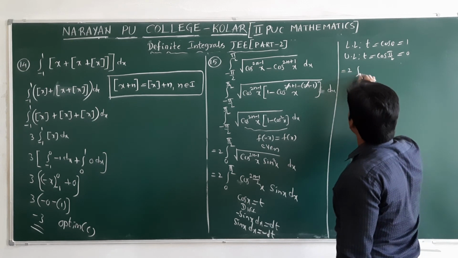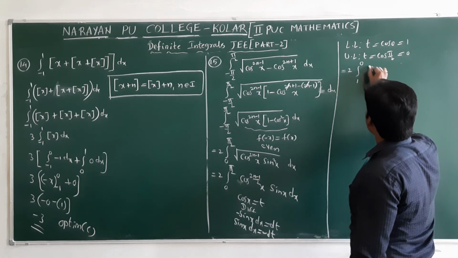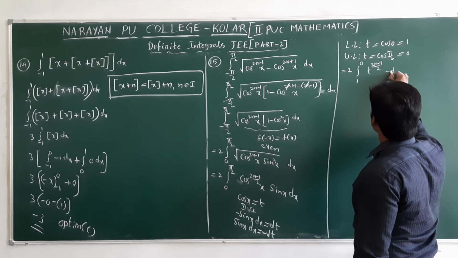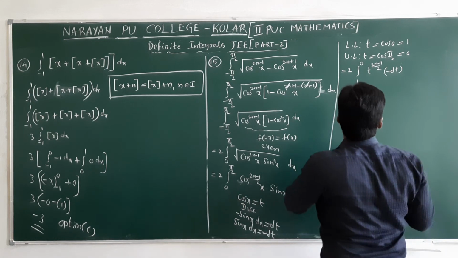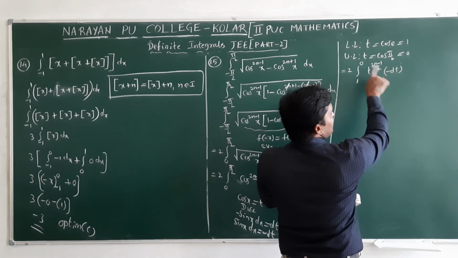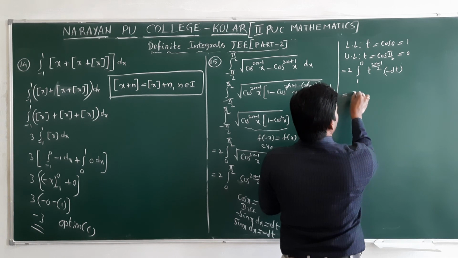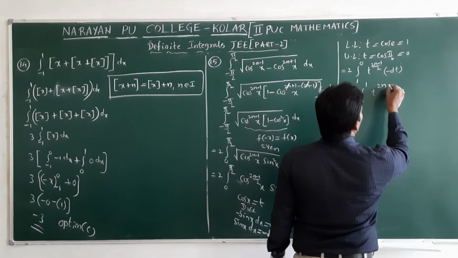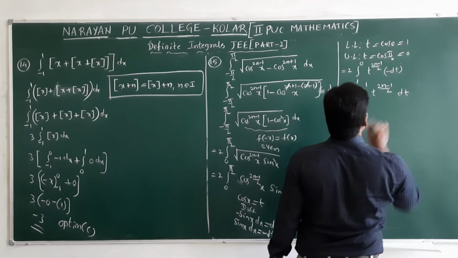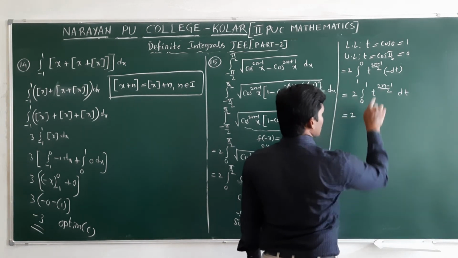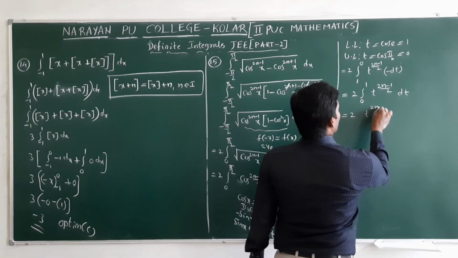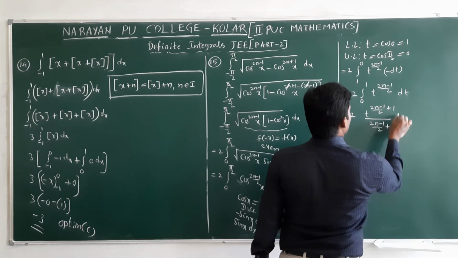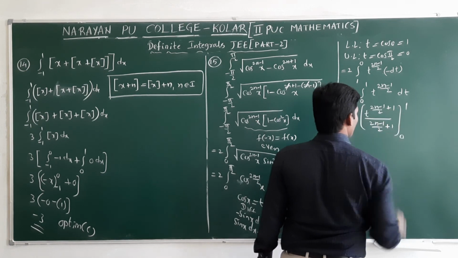Now 2 into integral 1 to 0 t power (2n minus 1) by 2 into sin x dx, which is minus dt. This minus dt we can change. If you interchange the limits, the sign changes. This minus will be cancelled. 2 into integral 0 to 1 t power (2n minus 1) by 2 into dt. Now integrate this using the x power n formula: t power (2n minus 1) by 2 plus 1, divided by (2n minus 1) by 2 plus 1. Limits are from 0 to 1.